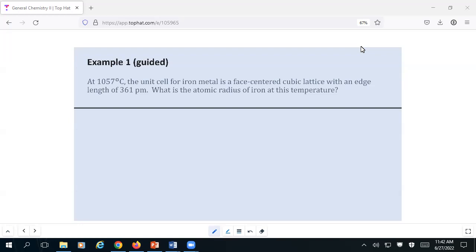Okay, so this one is relatively straightforward. The reason it's relatively straightforward is because they are asking us for things that we have equations for directly. We don't have to do any conversions first. We're told that it is face-centered cubic, and since it is face-centered cubic, we can look at the equation sheet: the radius of that iron atom is going to be equal to the square root of 2 over 4 times the edge length.